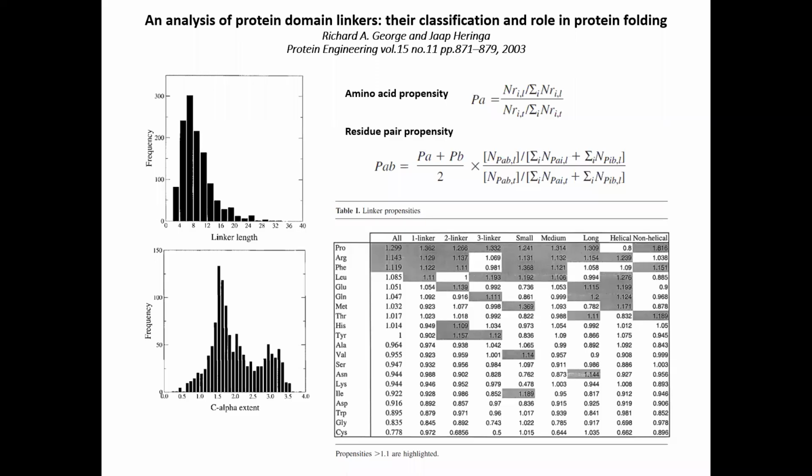Hi, today I'll be talking about this paper, "An Analysis of Protein Domain Linkers: Their Classification and Role in Protein Folding," published in 2003 by Richard E. George and Heringa. So the domain linkers can play an essential role in maintaining cooperative interdomain interactions. Not only is the composition of this linker important, but so is its length. In general, altering the length of linkers connecting the domains affects protein stability, folding rates, and domain-domain orientation.